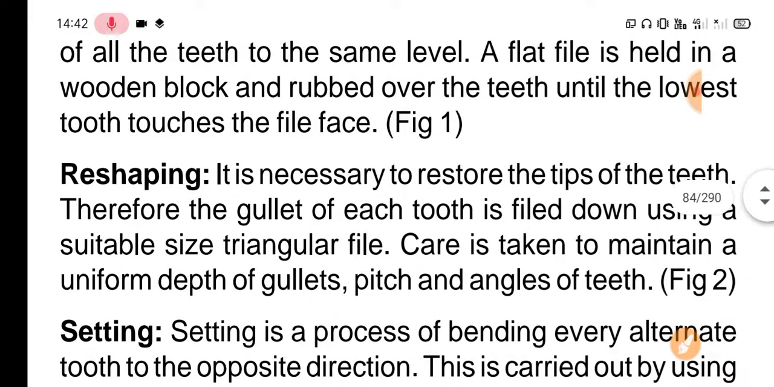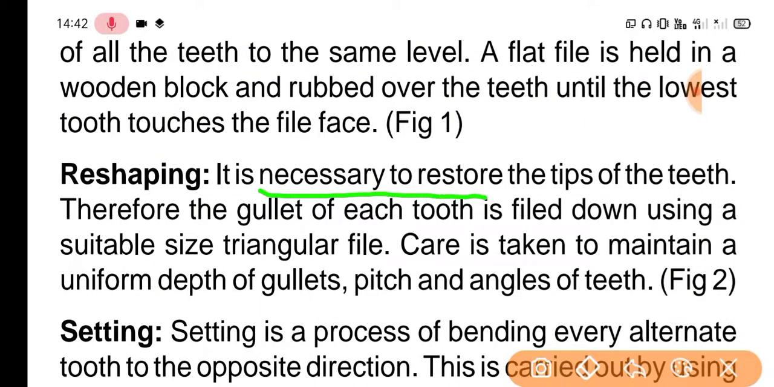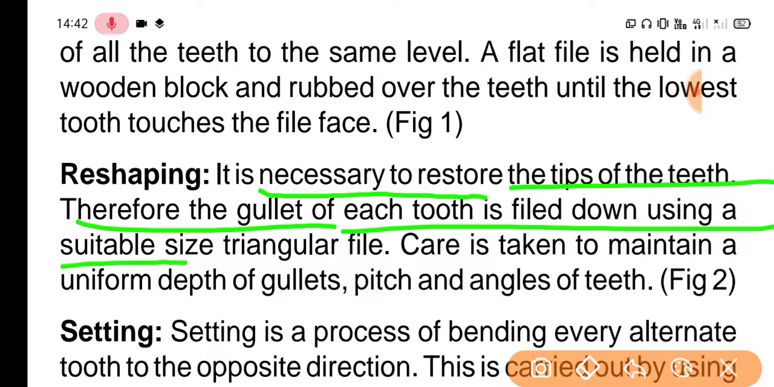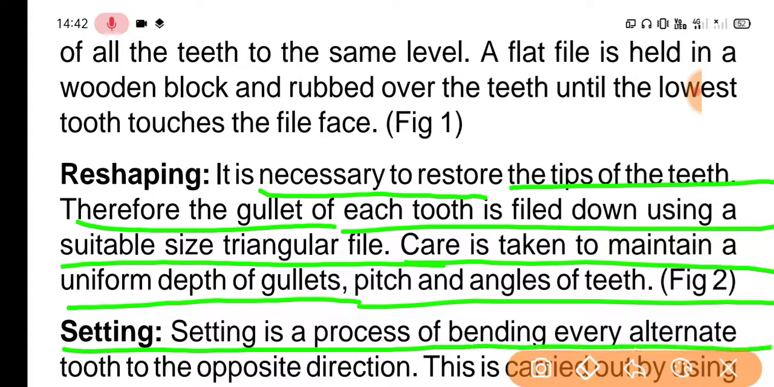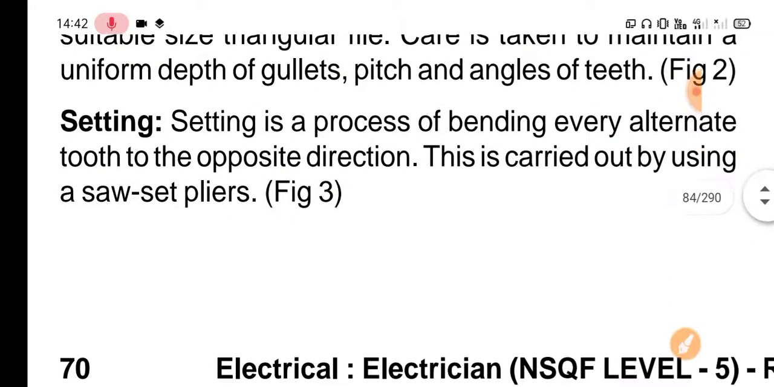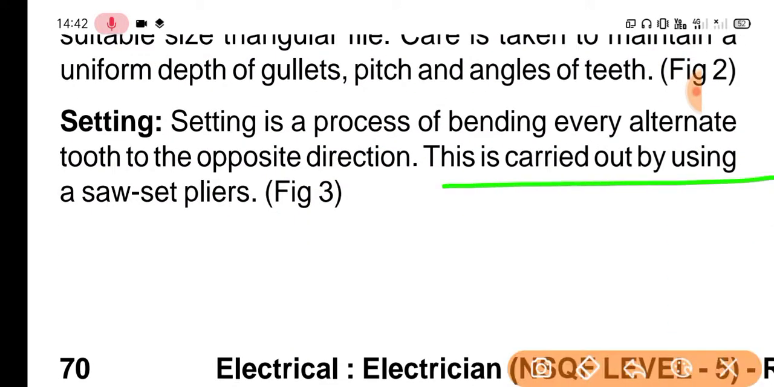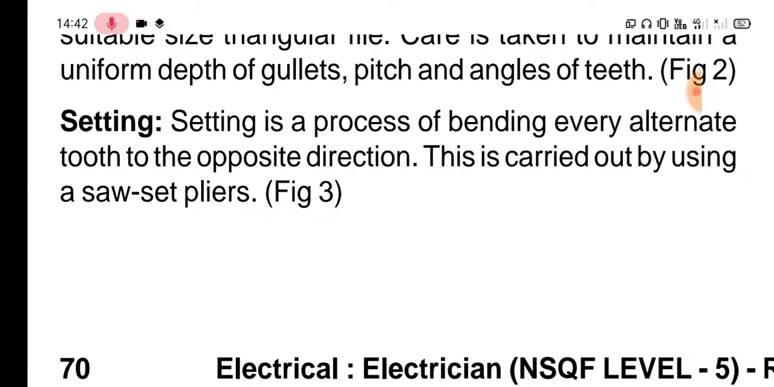Reshaping is necessary to restore the tips of the teeth. Therefore, the gullet of each tooth is filed down using a suitably sized triangular file. Care is taken to maintain a uniform depth of gullet, pitch and angle of teeth. Setting is a process of bending every alternate tooth in the opposite direction. This is carried out using saw set pliers.